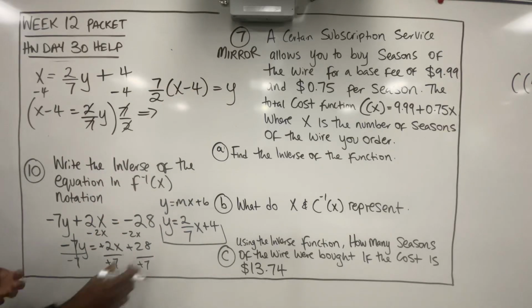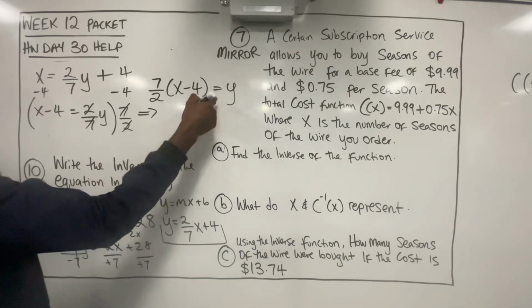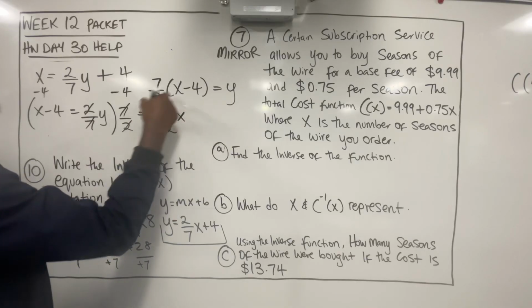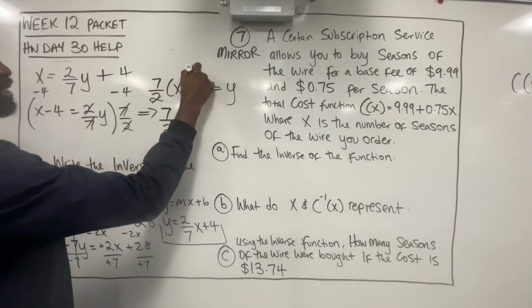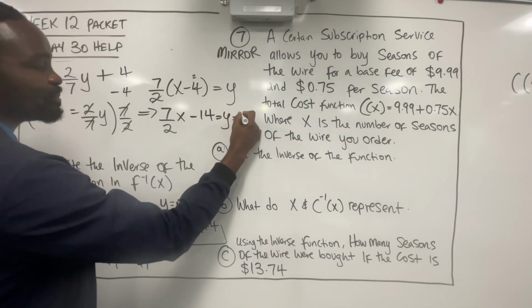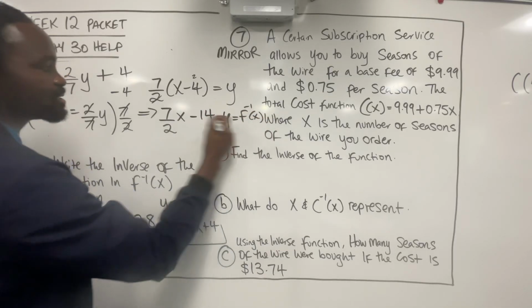Perfectly acceptable. If we want to put it in y equals mx plus b form, we just have to distribute it. It becomes a 7/2 x. The 7/2 times the 4, 2 cuts into that twice, so we really have minus a 14 being equal to y, which I'm now going to call my f inverse of x.